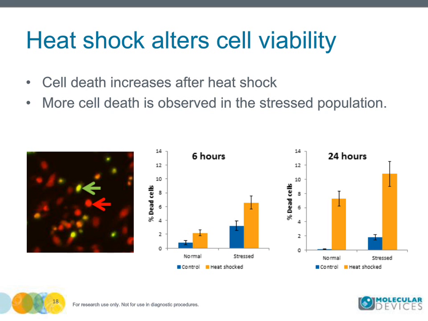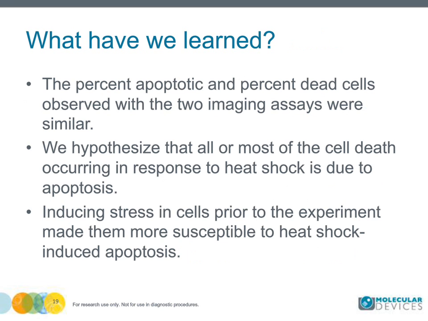So what we've learned so far from these imaging assays, again, is that the percent apoptotic and the percent dead cells overall observed with the two imaging assays were fairly similar. And so from that, again, we're hypothesizing that all or most of the cell death that we're seeing in response to the heat shock is probably due to apoptosis. And we've also seen that inducing stress via serum starvation, overcrowding, et cetera, in cells prior to the experiment did make them quite a bit more susceptible to the heat shock-induced apoptosis. Okay.